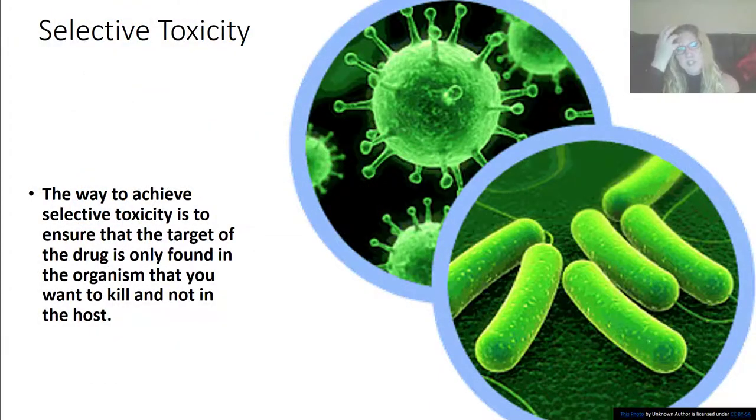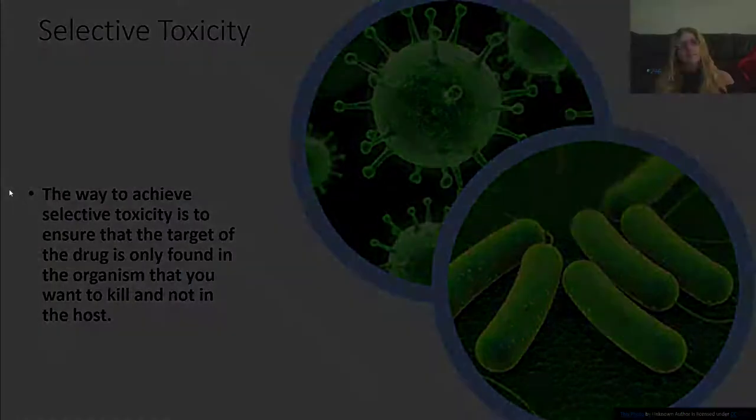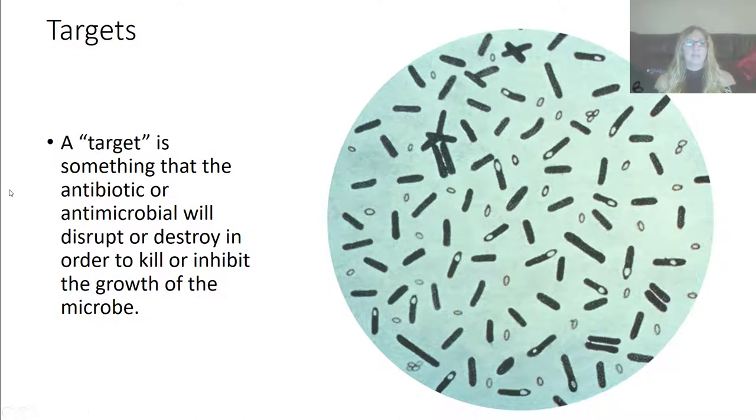So the way to achieve this selective toxicity is to ensure that the target of the drug is only found in the organism that you want to kill, and that the target is not in the host. So let's look at these targets. A target is something that the antibiotic or antimicrobial will disrupt or destroy in order to kill or inhibit the growth of the unwanted microbe.